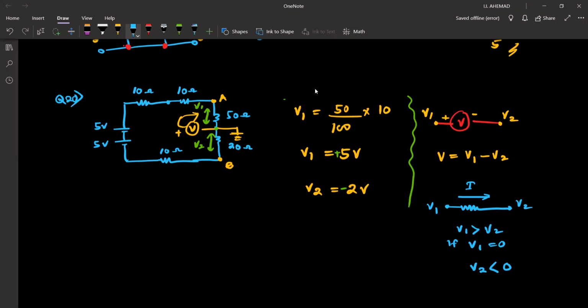So when you are answering MCQs, you must be very careful when you get this voltmeter. You must think about the direction of current and identify whether the voltage will be negative or positive. Okay.